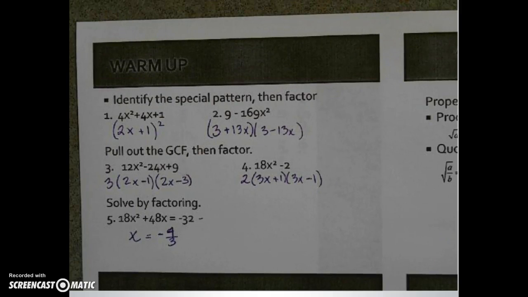Number 3, 3 times 2x minus 1 times the quantity 2x minus 3. Number 4, once you factor out the 2, you have a difference of 2 squares, so 3x plus 1 and 3x minus 1. And then for number 5, if you get everything to one side, and then you can factor out a 2, then you're going to be left with a perfect square trinomial. So you would have 3x plus 4 squared, which solves to x equals negative 4 over 3.